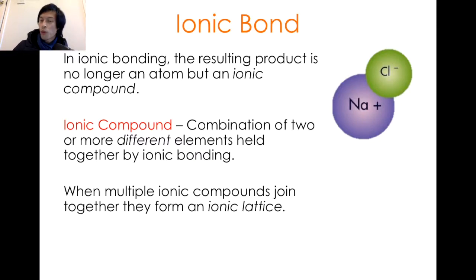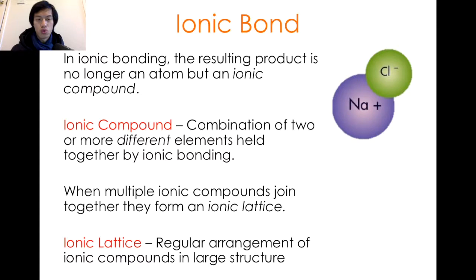When you have multiple compounds joined together, it forms a lattice, like a grid, just like Lego blocks. If you have multiple Legos stacked on top of each other like that, you form a lattice of Lego. In this case, you form a lattice of ionic compounds, a regular arrangement in a large structure. One grain of table salt will have millions of these lattices of ionic compounds joined together, and that's what it looks like there.